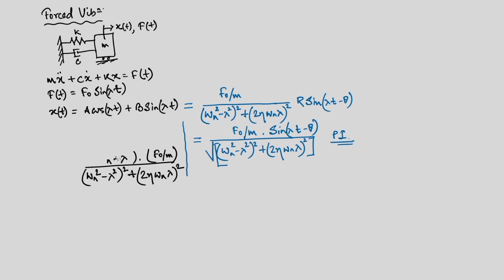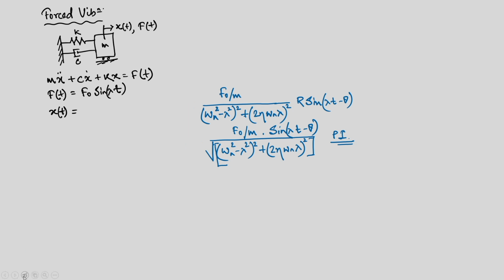So, what we have, the particular integral when we have a linear system and then we excite that system with the help of a sinusoid. So, what we have here, f naught by m sin lambda t minus theta, and then in the denominator we have omega n square minus lambda square whole square plus twice eta omega n lambda whole square.